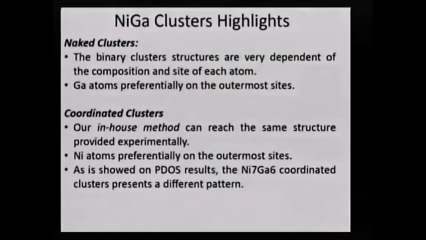The highlights, it's basically on the nickel gallium clusters, naked clusters. The structures are very dependent on the locations of gallium and nickel. We can completely destroy the symmetry of the systems just by exchanging the positions of nickel and gallium. Another point, on the naked clusters, the gallium prefers the outermost sides of the clusters. However, on the coordinated systems, we totally exchange this behavior of gallium.